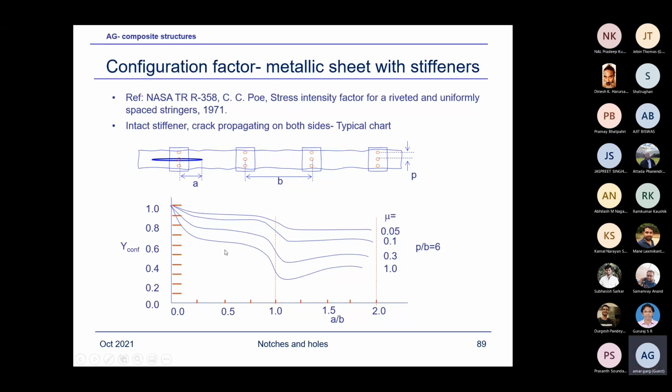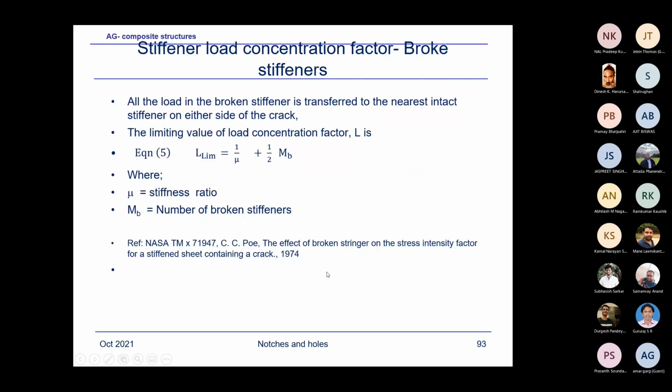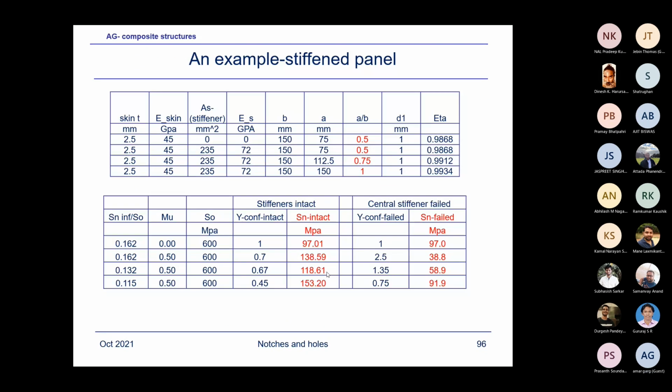Okay. So those configuration factors I picked up from this chart, which I have listed over here, approximately. And then using these values, as you can see here, the notched strength, residual strength for the panel, 139, 118, 153. I've shown in the chart on the next sheet.